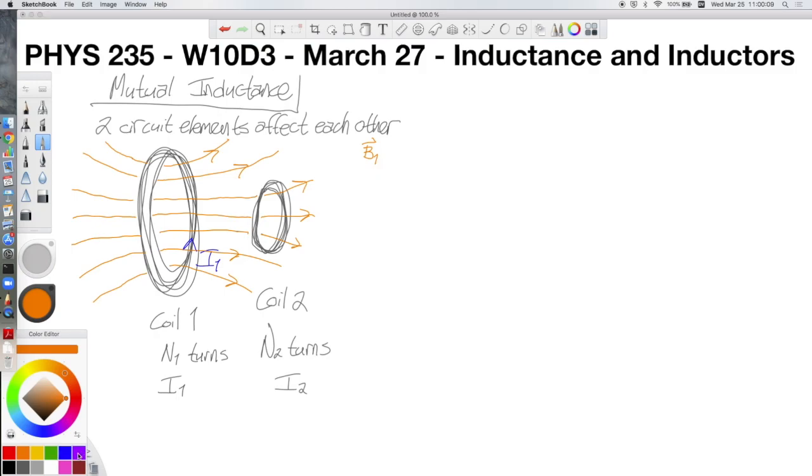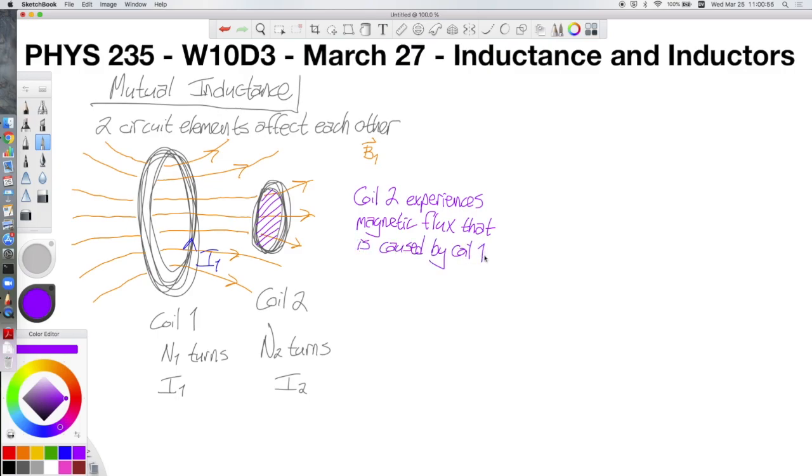Well, now note, when we look at coil 2, we now have some of the magnetic field that was caused by coil 1 passing through this area right here. So we can say that coil 2 is now experiencing a magnetic flux. And this magnetic flux is caused by coil 1.